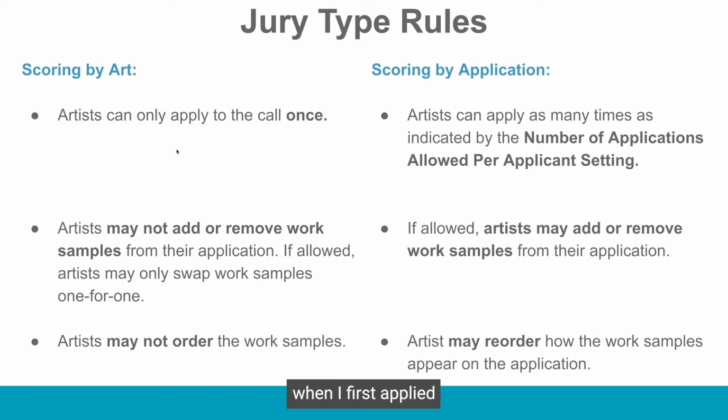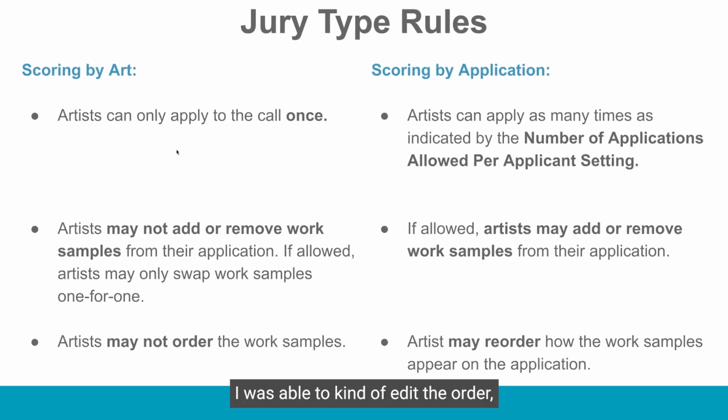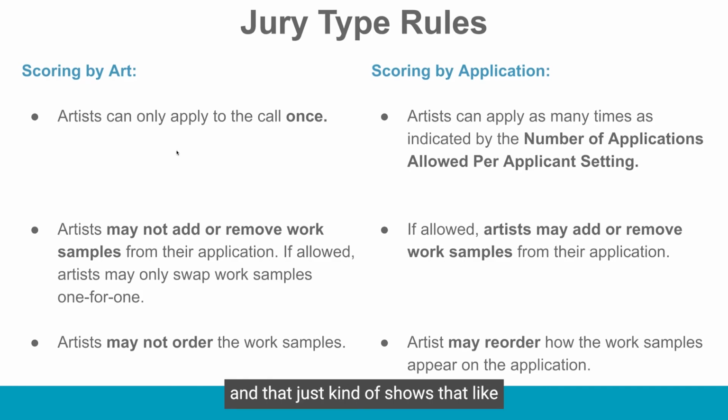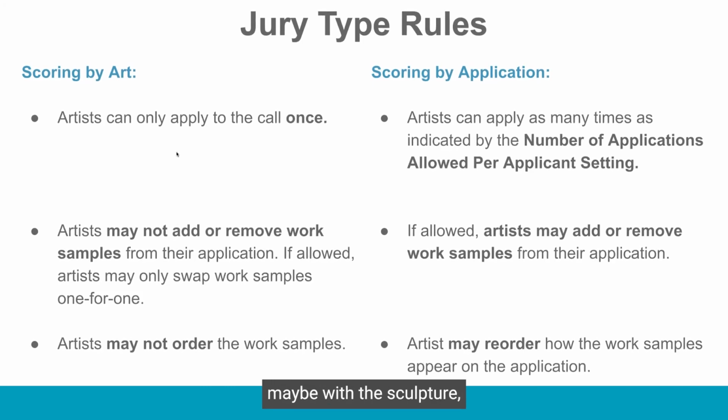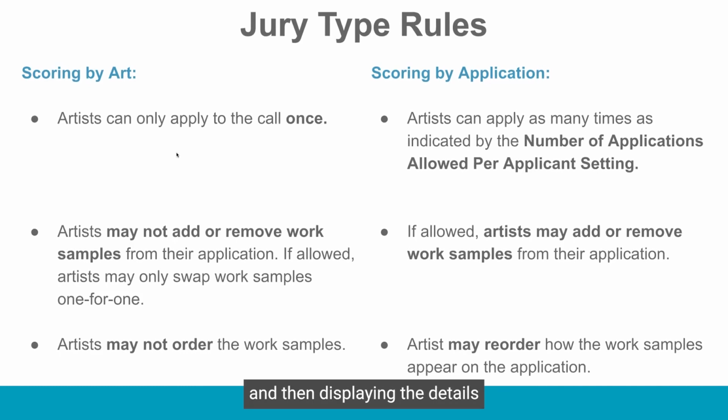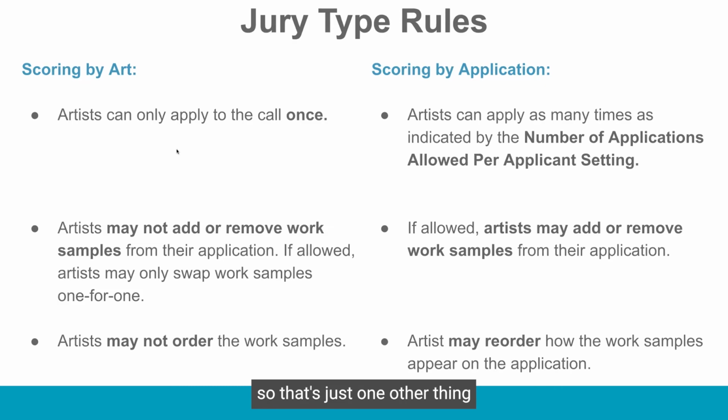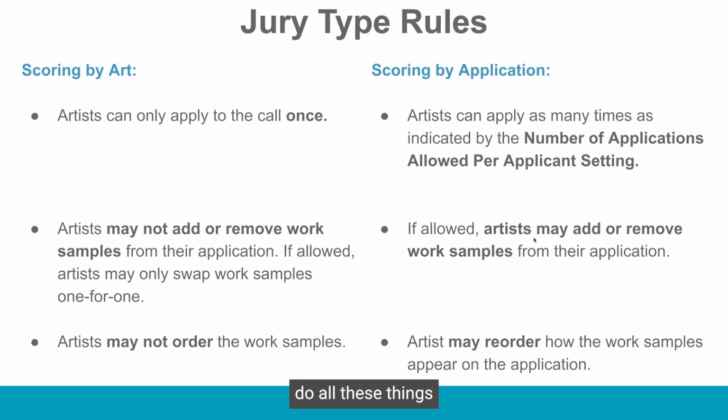If you recall, when I first applied to our sculpture call, I was able to edit the order, and that shows that if a juror were going to view a slideshow of my images, it'll be in the order I want them to be in. Maybe with the sculpture, starting with the full view and then displaying the details. So that's just one other thing that it allows. So, while this side looks like a lot of no's, and this one's like, oh yeah, you can do all these things.